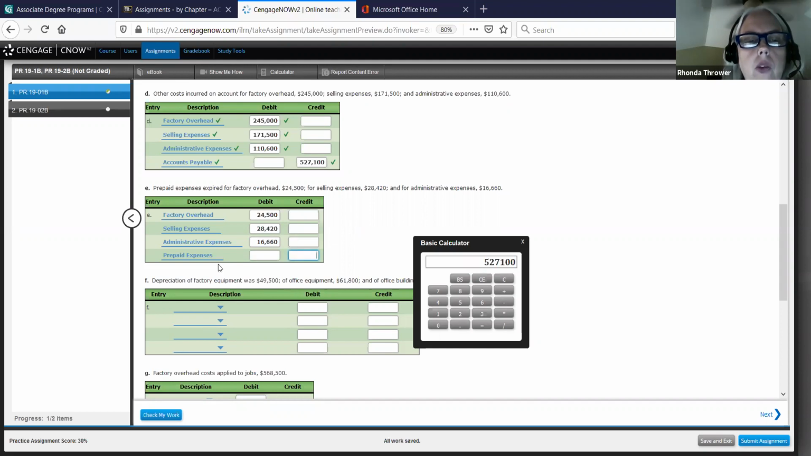When you use prepaid expenses, your assets will decrease. Your factory overhead is debited. In this case, they use the controlling account factory overhead. Controlling just means this account's made up of many different accounts. So technically in the real world, you probably would have done a prepaid factory insurance or something like that. But in this case, they're just using the controlling accounts for these. The same is true for selling and administrative expenses. It probably would be broken down just a little bit further. But anyway, you're going to credit your prepaid expenses for the total of your debits.